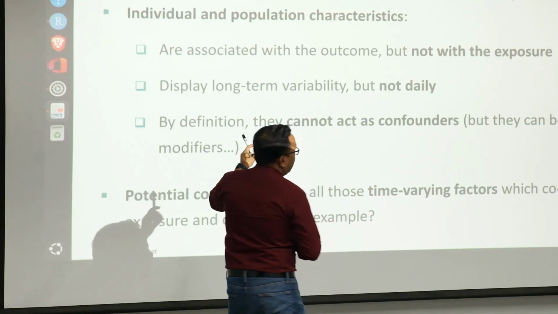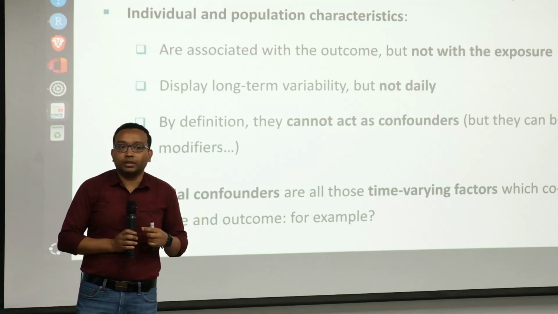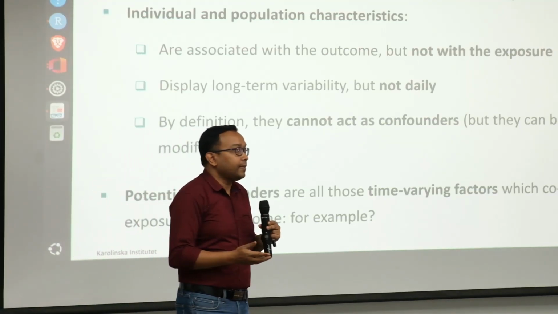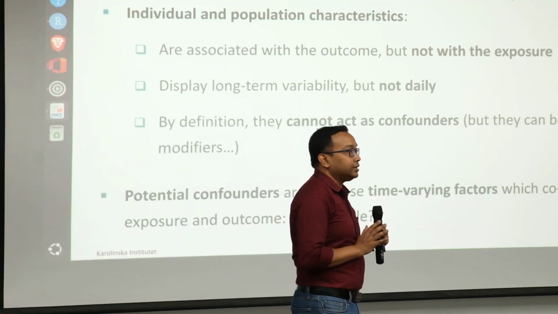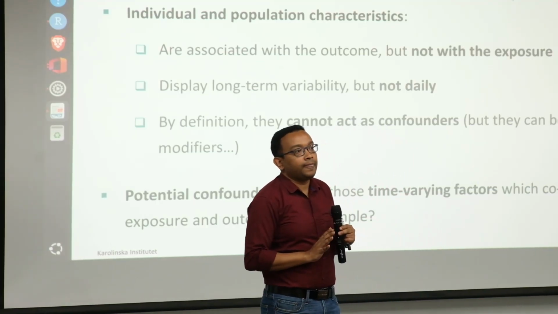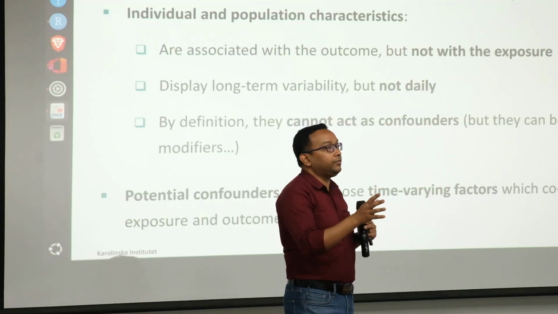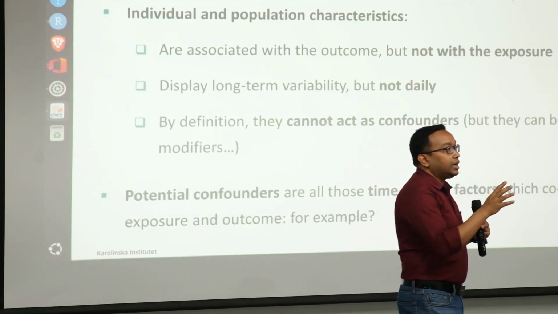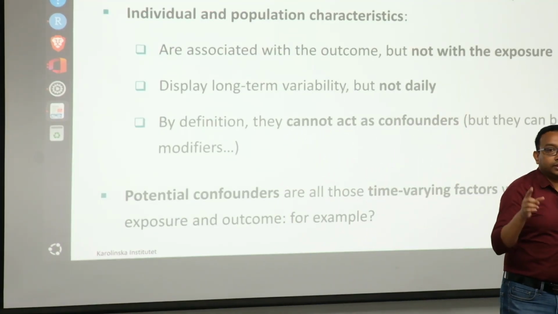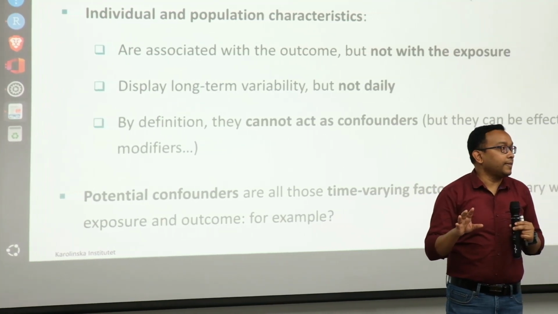Anything that is displaying long-term variation but not daily variation, let's say the length of roads, is not changing daily or in the short term. Then that's not a confounder in the time series analysis. It might still be a confounder in a long-term analysis. If you are looking at annual average deaths and annual average PM 2.5, then the density of roads would be a confounder.